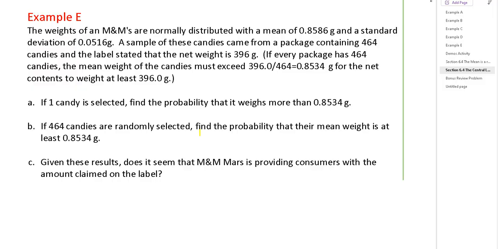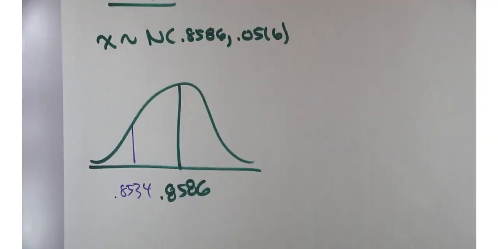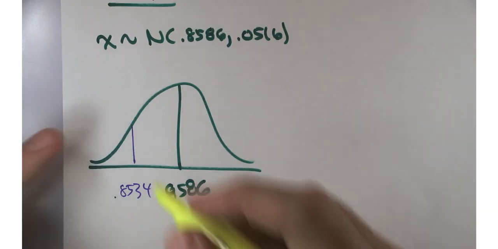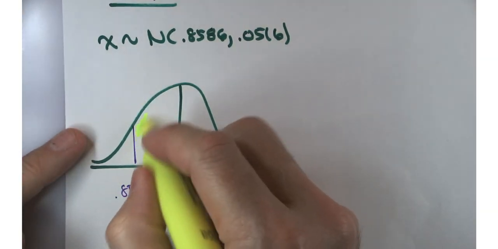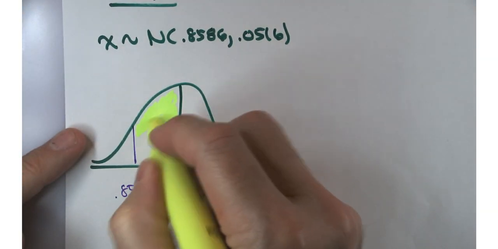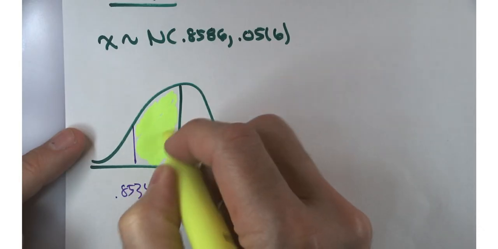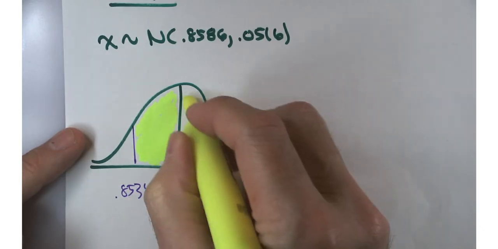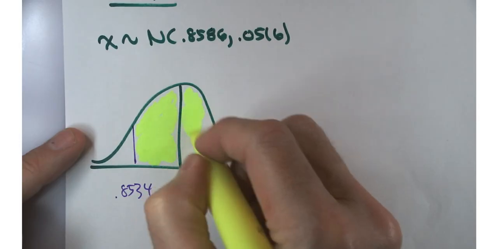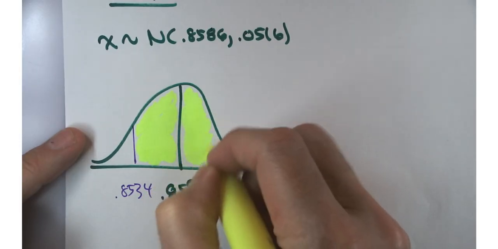Which way am I going to shade, to the right or to the left? Yeah, to the right. I want to find this area. What's that going to mean when I use my norm distribution command? Anyone? 1 minus, yes, well done.